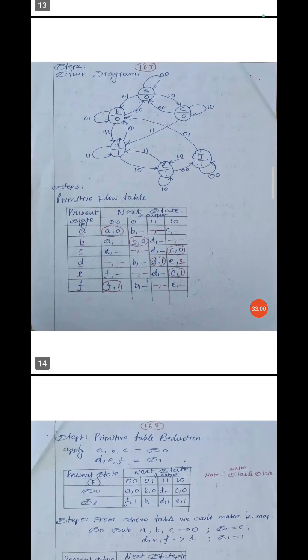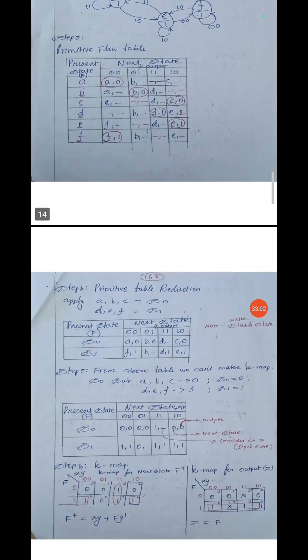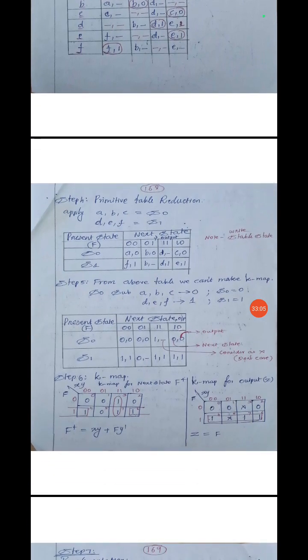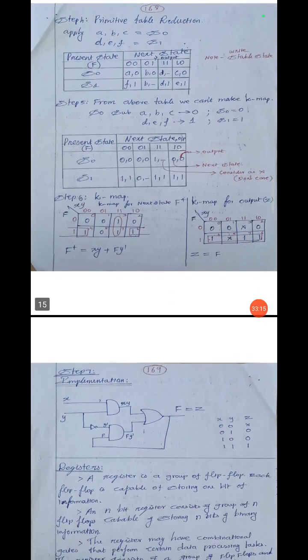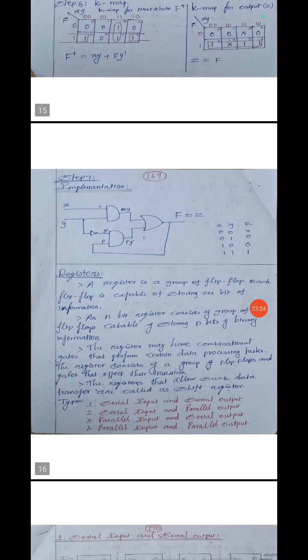Then from the flow diagram you form the state diagram. From the state diagram you form the primitive flow table. From the primitive flow table you reduce the primitive flow table again. Then after the reduction you assign some values. Then you make a K-map by using that primitive flow table. From the K-map you get the equation. Then from the equation you can implement the logical circuit. This is the design. Design means you have to draw the logical circuit at the end, that is the final step. So don't forget, design means you have to draw the logical circuit.